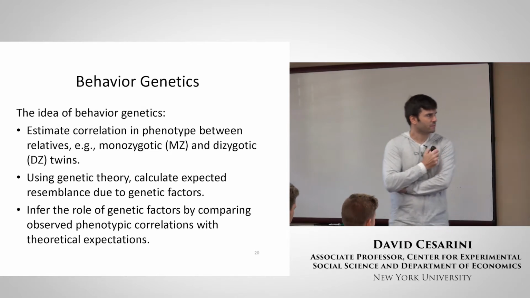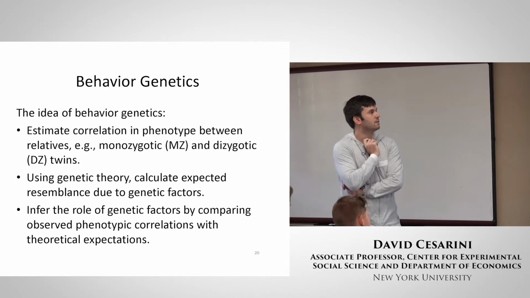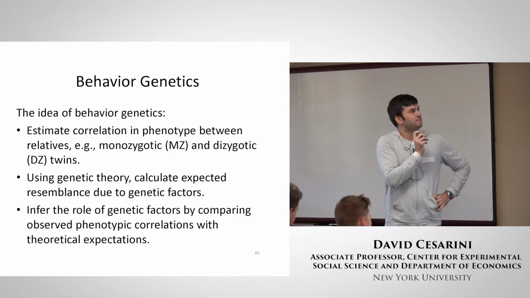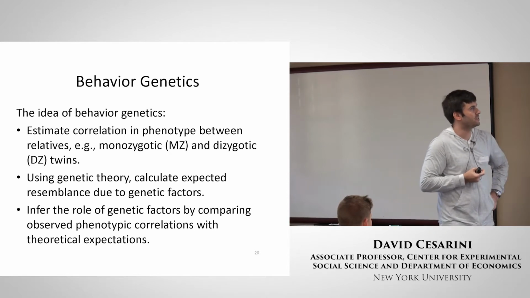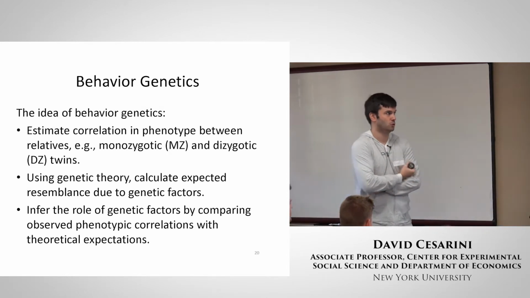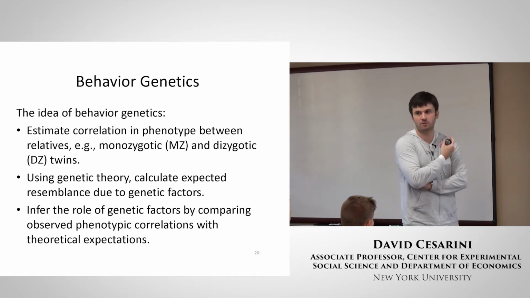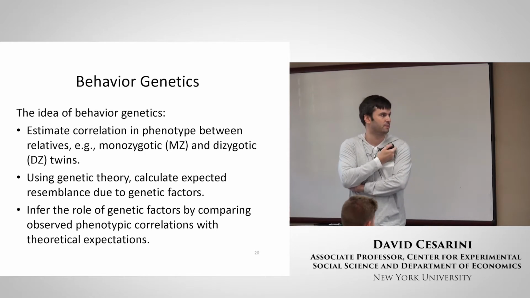Okay, so what's the basic idea in behavior genetics? The basic idea in behavior genetics is that you have phenotypes, which by definition are observable characteristics, and you can calculate how similar they are among different pairings of usually relatives, such as monozygotic or dizygotic twins. So there's nothing magical about twins. We can do it with other types of siblings.